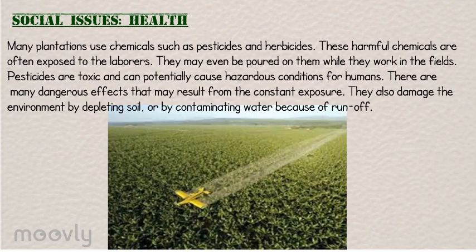Social issues, health. Many plantations use chemicals such as pesticides and herbicides. These harmful chemicals are often exposed to laborers. They may even be poured on them while they work in the fields, and there are many dangerous effects that may result from the constant exposure.